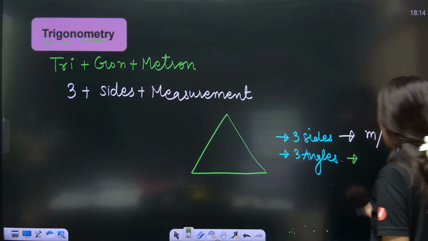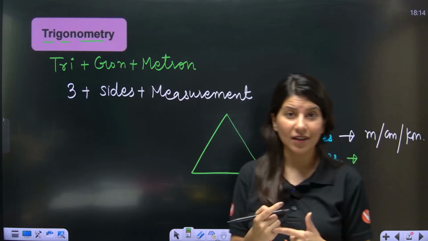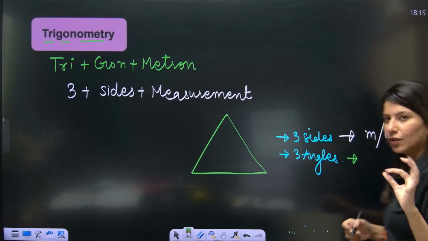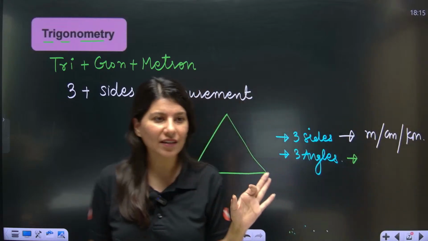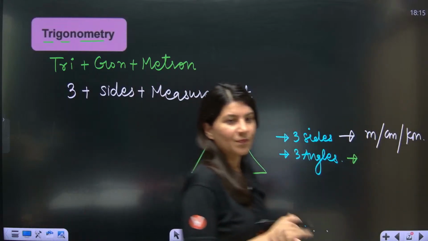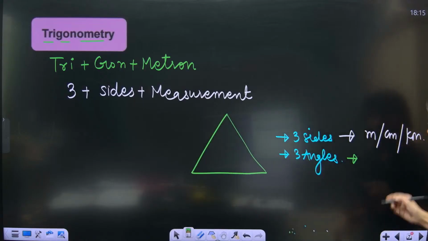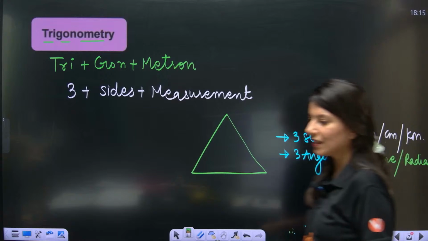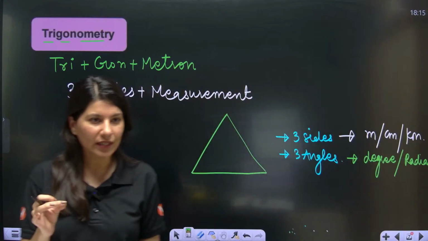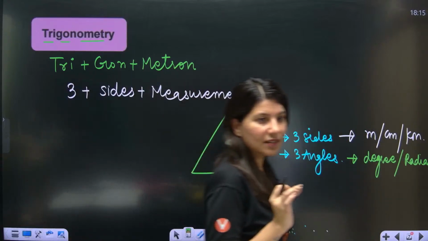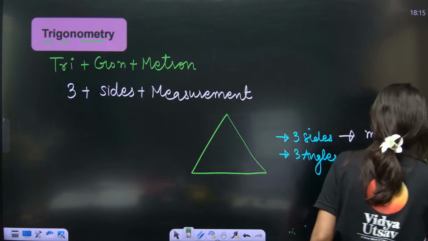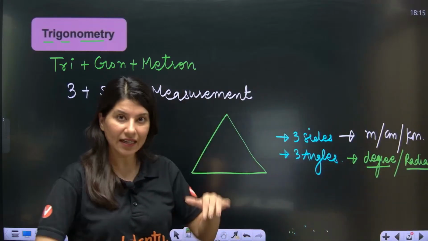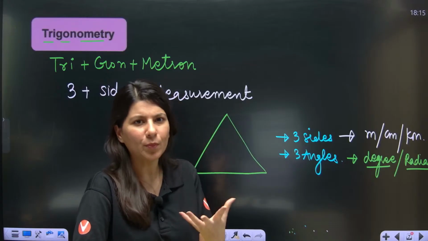Now 3 angles. If I talk about 3 angles, how to measure an angle? Do you know any unit of angle? Anybody in the chat box? What is the unit of an angle? You must have studied degree in class 10th and you must have studied radians also. Yes or no? Degree and radian. These are the two things which are quite popular in your head.